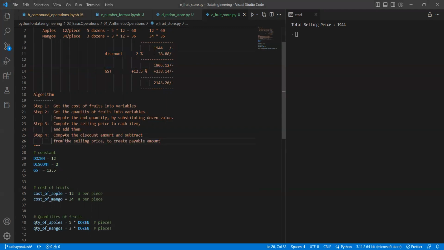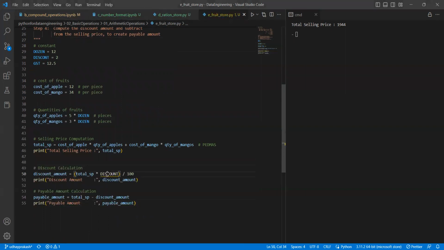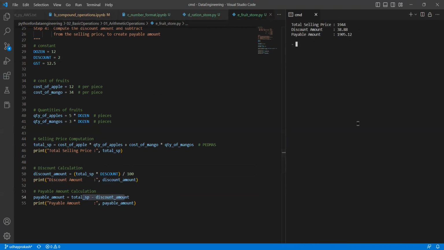So calculate the discount amount of the selling price and subtract it to get the payable amount. So how do you calculate? Again the same old formula. For calculating the discount, the standard formula is: selling price into discount by 100, you calculate it. Whatever value you got, we need to subtract. That's how you get the payable amount.